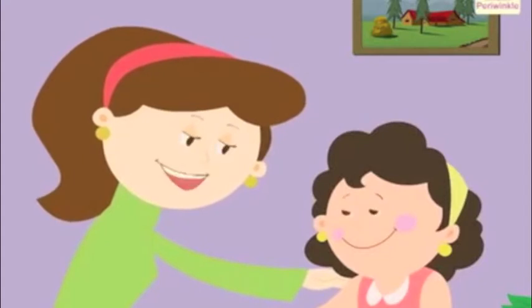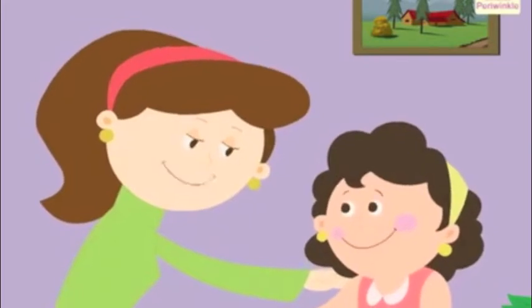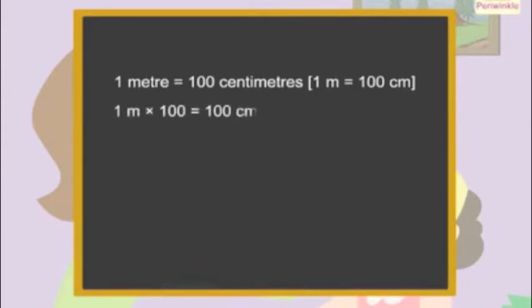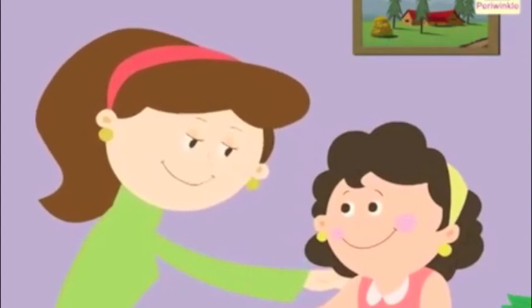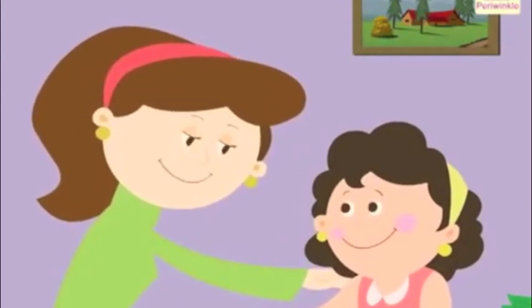Do you remember I had taught you to convert meters into centimeters? Yes, Mom. Let's revise that. 1 meter is equal to 100 centimeters. So, to convert meters into centimeters, we have to multiply the meters by 100. So, for example, to convert 2 meters into centimeters, we have to multiply 2 into 100, which is equal to 200 centimeters. Got it.